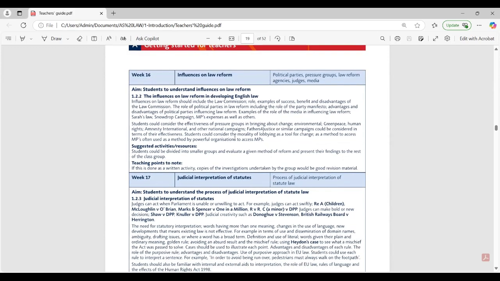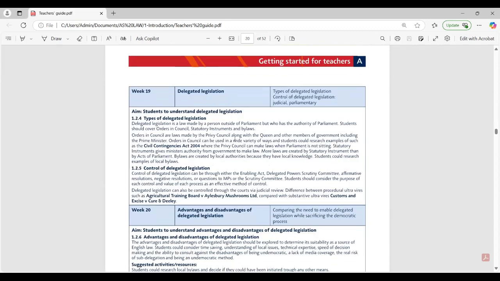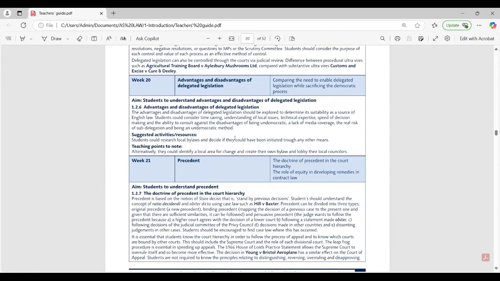The next topic is influence on law reform. Here you have to learn several factors that influence law reform, such as media, pressure groups, political parties, and so on. And next, we have the judicial interpretation of statutes. Under this, again, you have to learn four different rules of statutory interpretation. And next, we have delegated legislation. Here again, you have to learn three types of delegated legislation, and the advantages and disadvantages.